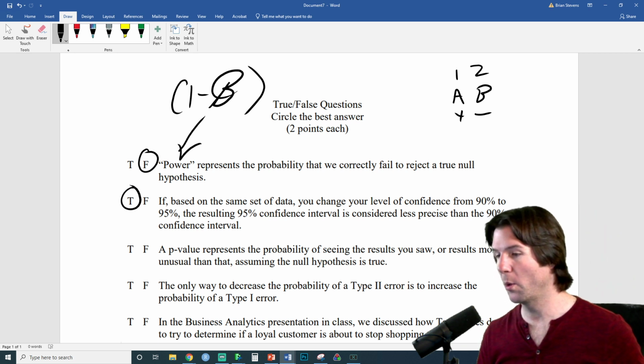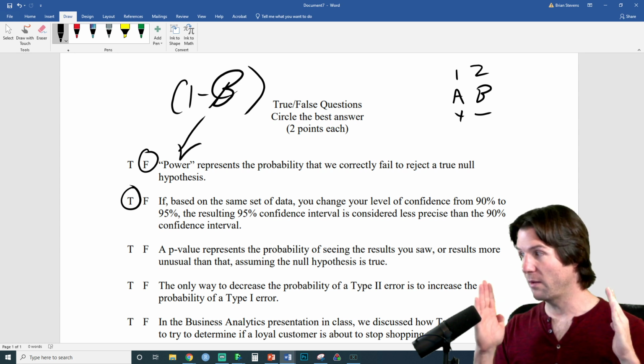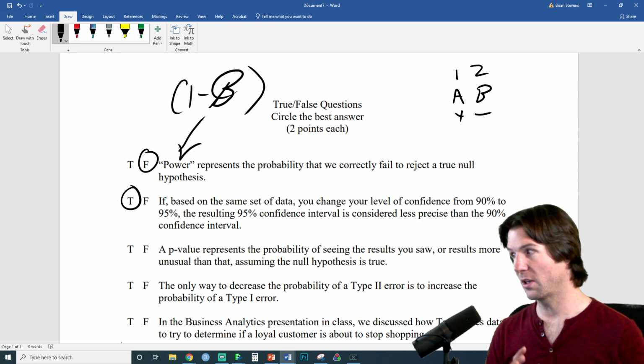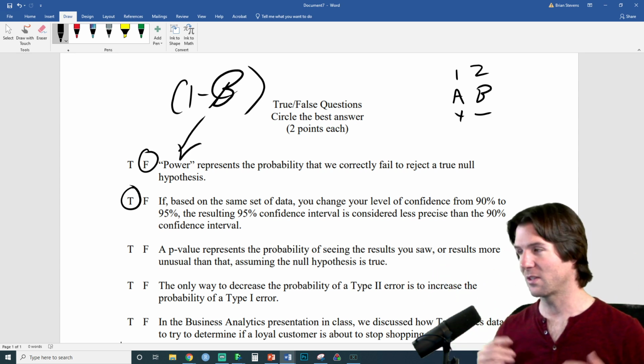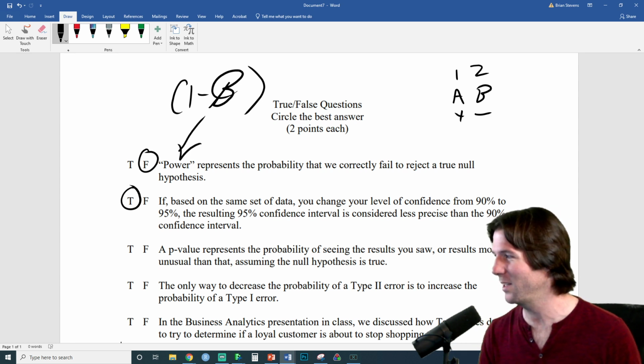When you go from a 90 to a 95, thank you, Jillian, you include more values, so it's less precise. It's like, once again, saying dinner will cost $20 to $21 versus dinner is going to cost $19 to $30. It's less precise. Be like, can you give me a more precise guess on this? A more precise measurement? Thank you, Campbell.